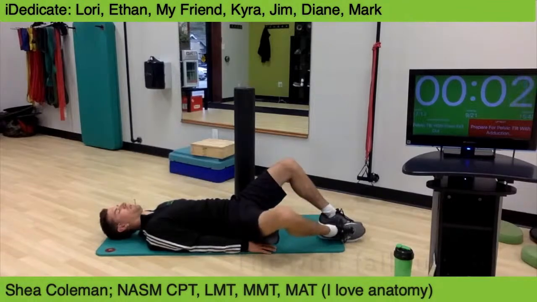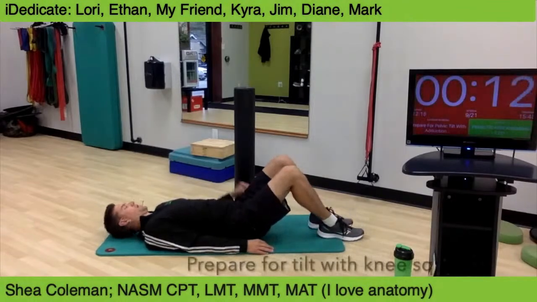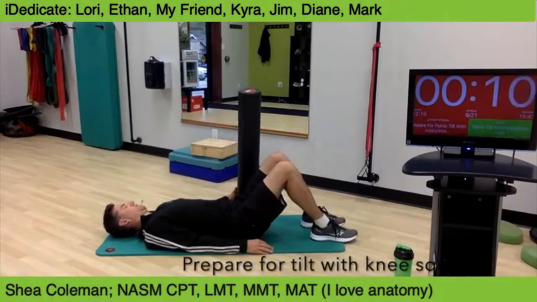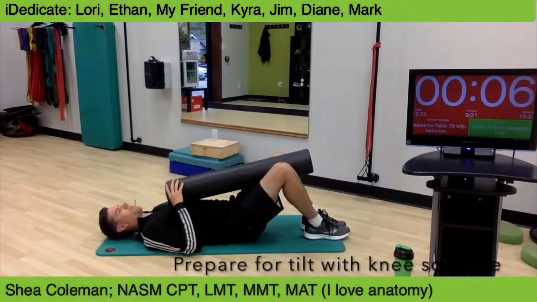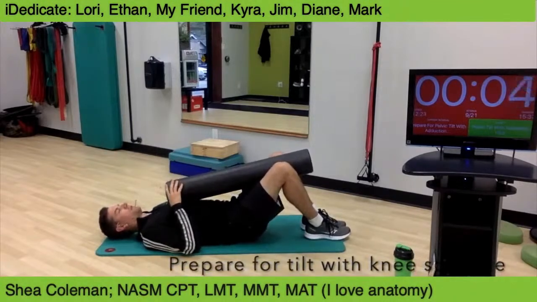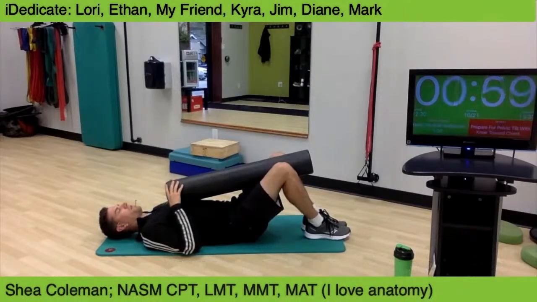3, 2, 1. Prepare for pelvic tilt with adduction. Okay, tilt with adduction. Grab that foam roller. It's a 6-step movement: core tight, squeeze the knees, lift, set, release the knees, release the core. 3, 2, 1. Pelvic tilt with adduction.